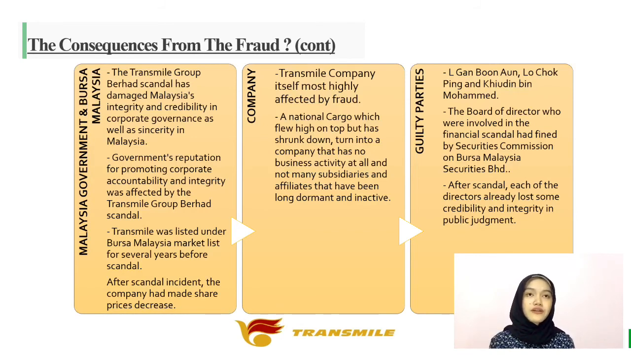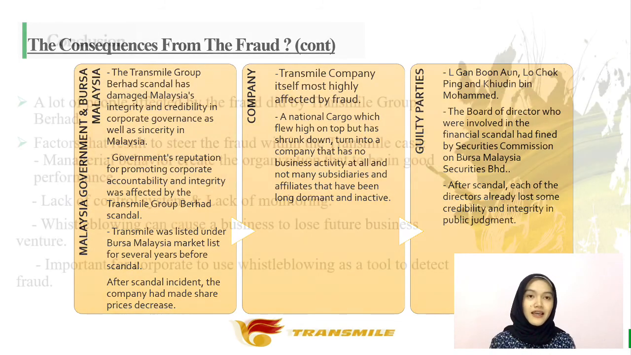So we have three guilty parties, which are Yaacob and also Qudin bin Muhammad. Okay, the board of directors who were involved in the financial scandal were fined by the Securities Commission and Bursa Malaysia Securities Berhad. After the scandal, each of the directors lost some credibility and integrity in the public's judgment.